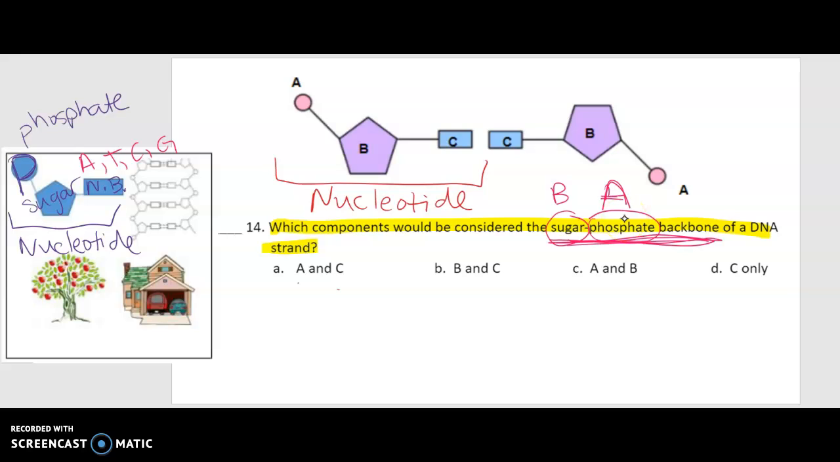Well, that would be phosphate and nitrogen base. Nope. B and C, that would be sugar and our nitrogen base. Nope. A and B, A is our phosphate, B is our sugar. That looks right. And C is our nitrogen base only. Nope. Our best answer choice for this one would be C.